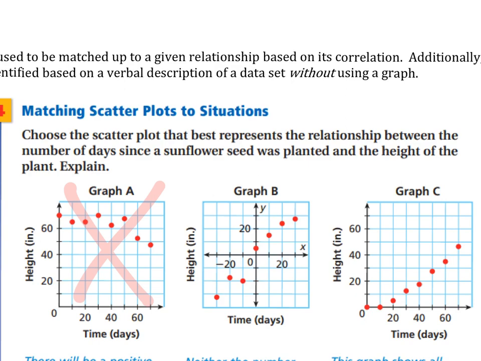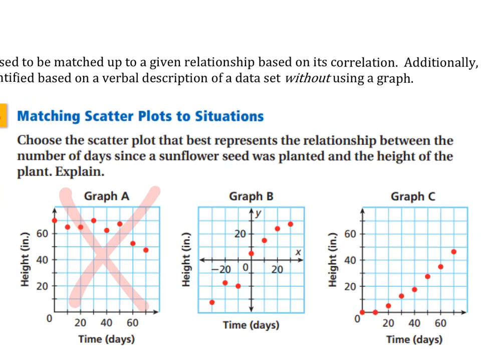Probably not graph A. Graph B, problem with that one, it kind of does have that upward trend like we could probably think a plant would have, but there's negative days. It doesn't make any sense. When you talk about days, you can't have a negative day. You couldn't go back in time, right? So that one makes no sense because of the negative days. If it didn't have the negative days, this one probably could be an indicator. The other problem, though, is that it starts at 0 and it already has some height. And you talk about planting a sunflower seed, it wouldn't have any height if you started at 0. So once again, that's a problem. I don't think that's going to be the answer.